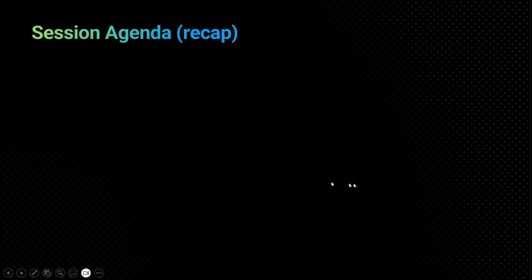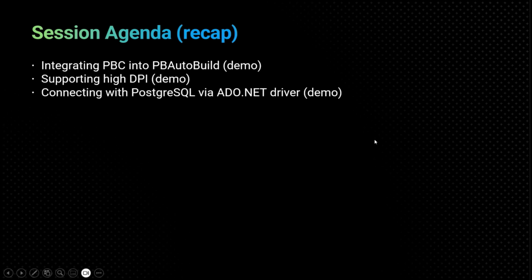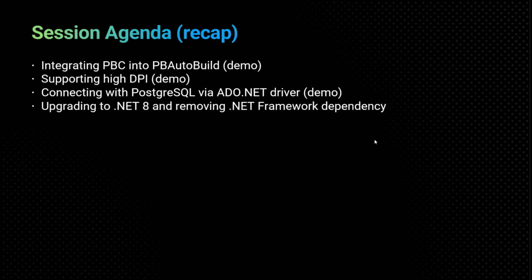And I've always heard that when you're teaching, you should tell people what you're about to tell them, you should tell it to them, and you should recap what they've learned. So we're going to recap here. What did we talk about? We talked about being able to take the PBC command line options and use them with PBAutoBuild. We talked about supporting high DPI. We talked about using the ADO.NET driver with PostgreSQL. We talked about how PowerBuilder 2025 now uses .NET 8 rather than .NET 6 and has largely removed the dependency on the .NET framework.